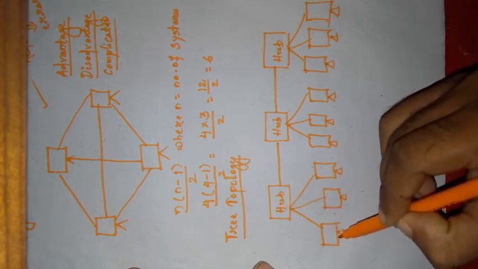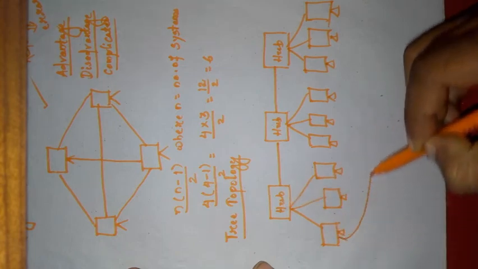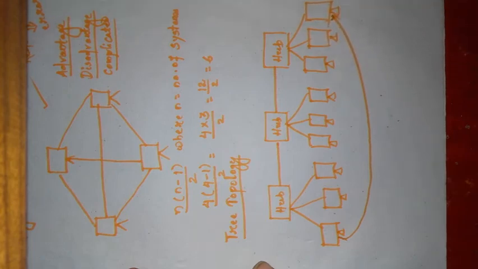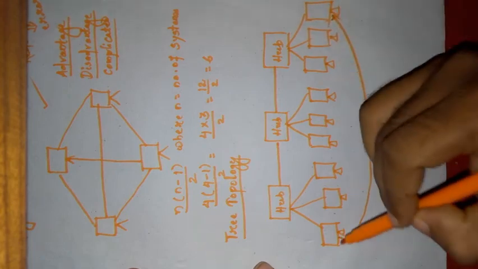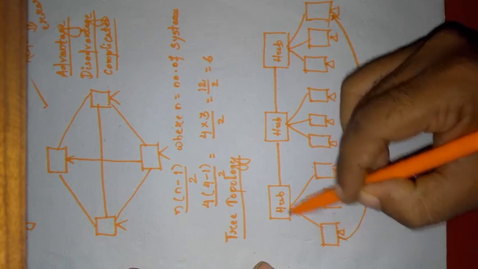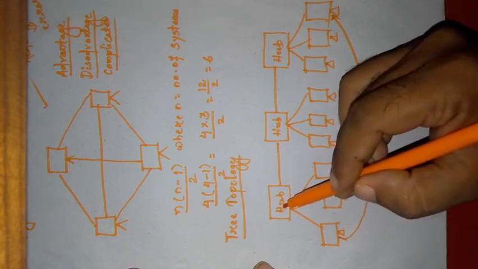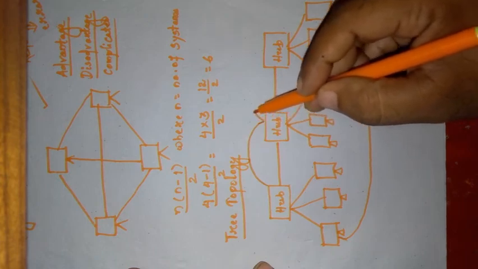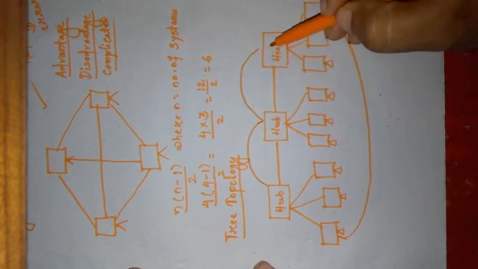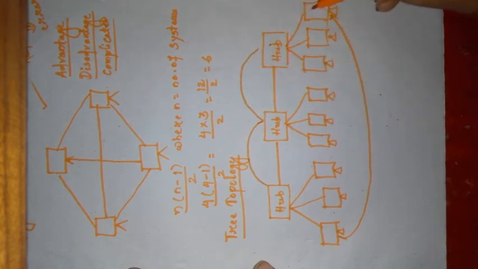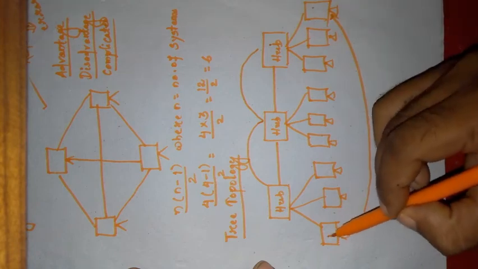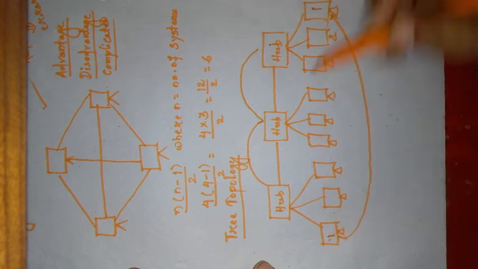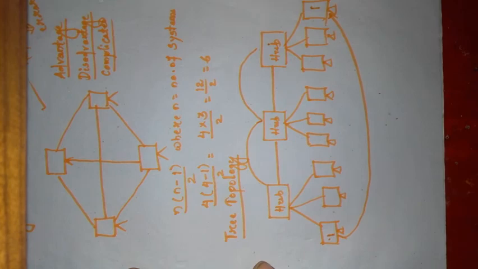Suppose this computer wants to communicate with this computer. First, this computer sends data to the hub, and that hub transfers data to that hub, and that hub to that hub. This hub transfers to the system. So in this way, these systems are connected with each other. Understand? Okay.